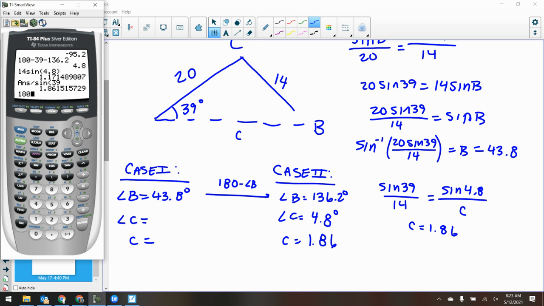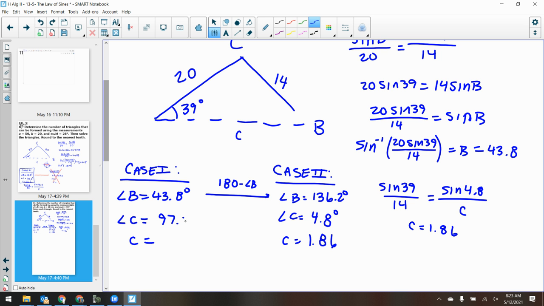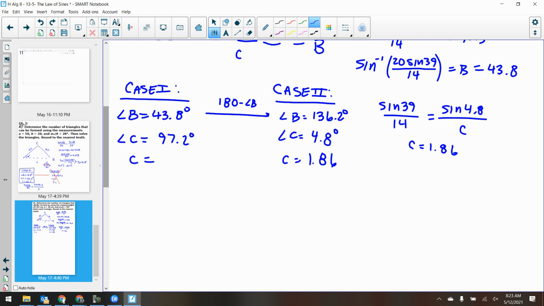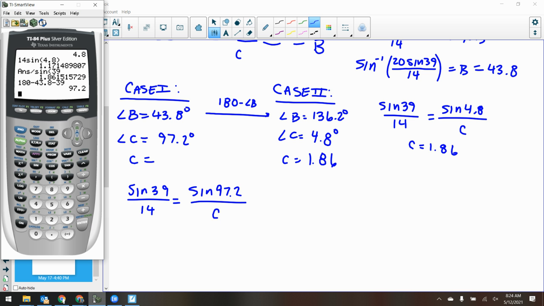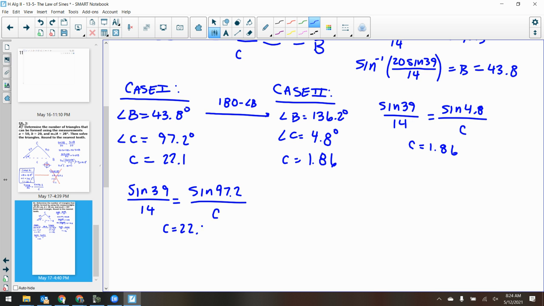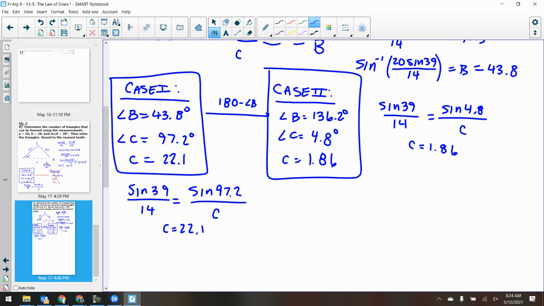Case 1, I got 180 minus my 43.8 minus my initial angle of 39 degrees, so 97.2 degrees. And now we finish off side C. Case 1's side C, with sine 39 over 14, my initial angle side pair given to me, is equal to sine 97.2 over C. Cross multiply and divide: 14 sine 97.2 divided by sine 39 is 22.1. So there exist 2 triangles with that information, and those are the different answers for both triangles.